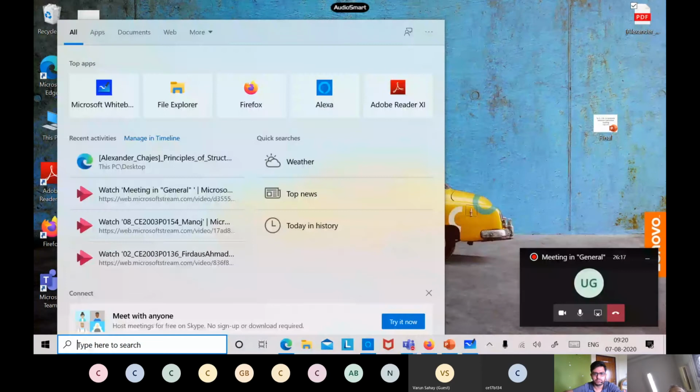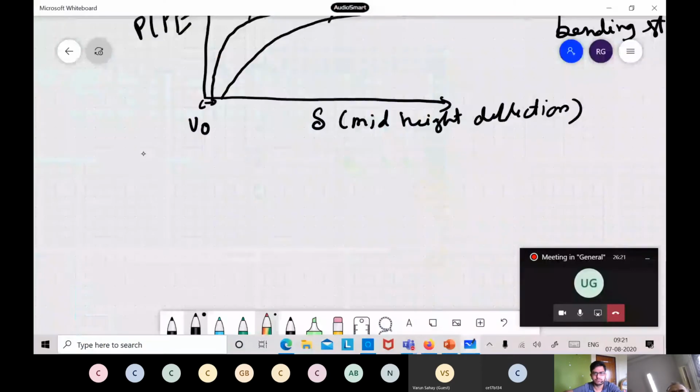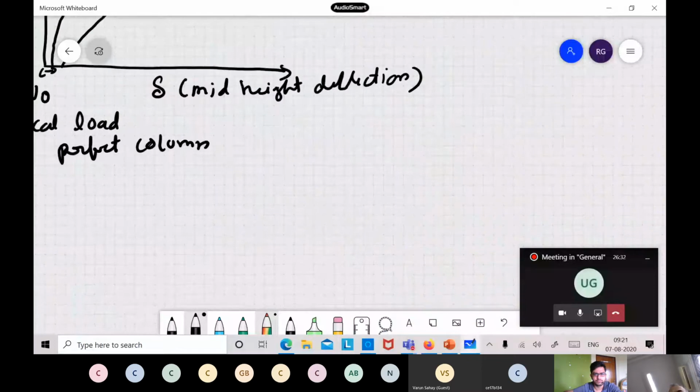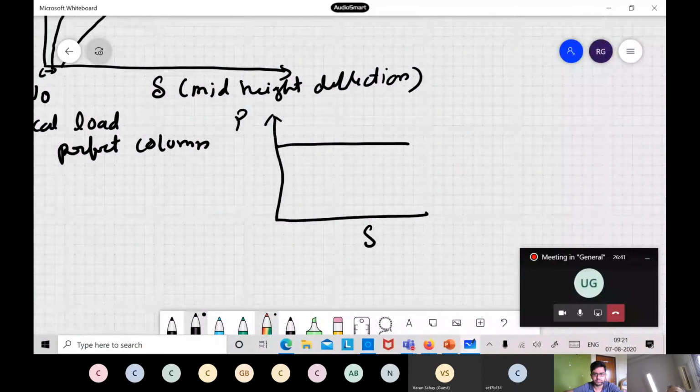Now see, one more important thing is, generally what do you mean by critical load? See this critical load. So now for a perfect column, when the column is perfect, there are no imperfections. The load versus deflection diagram, if you draw, this is the load versus deflection diagram for a perfect column. So P versus mid-height deflection.